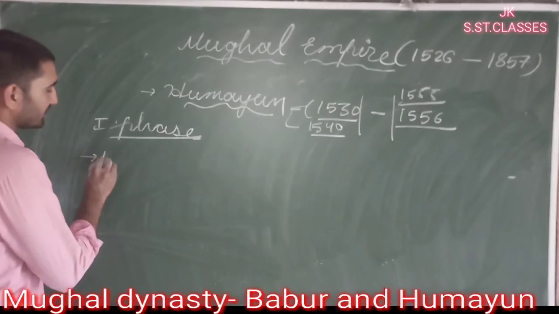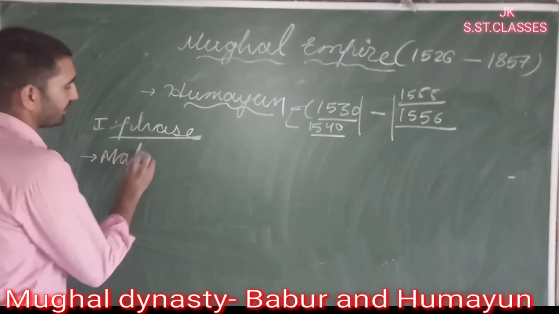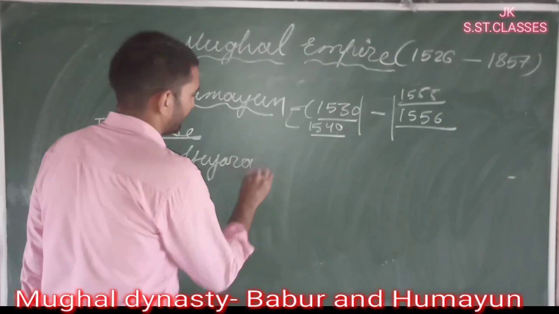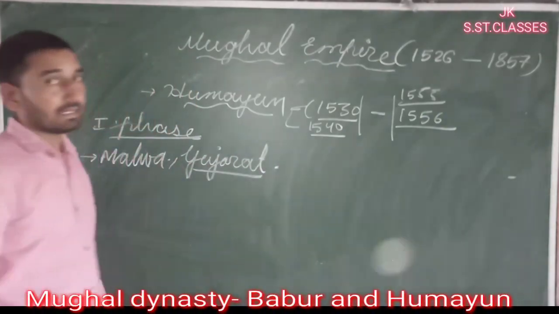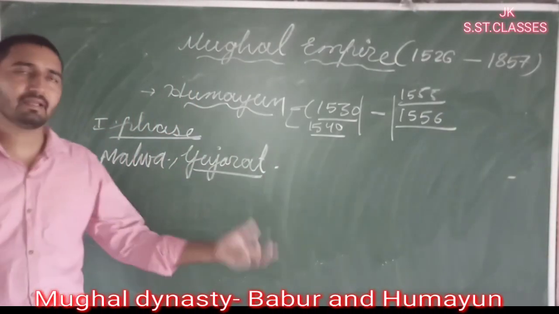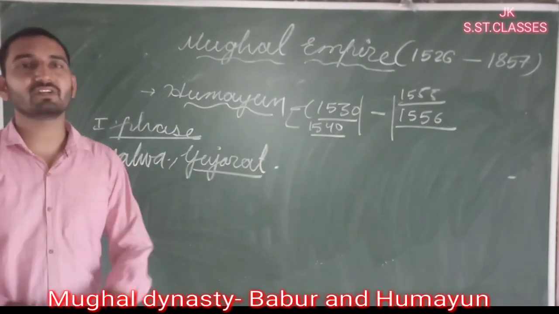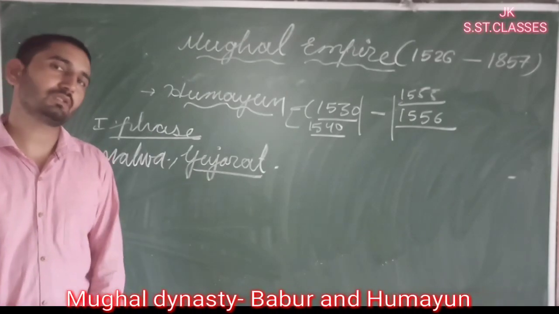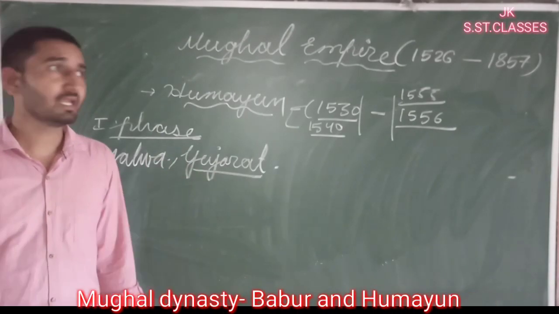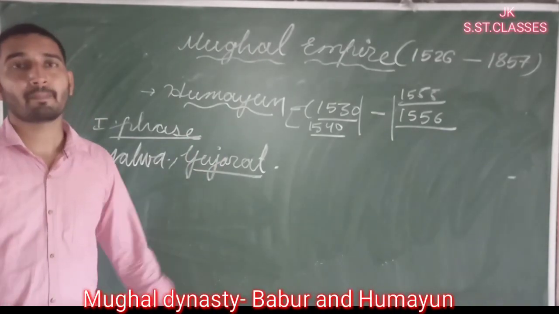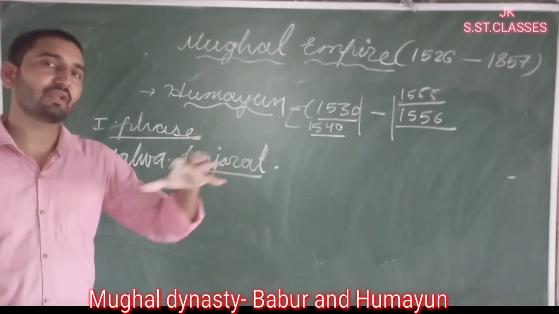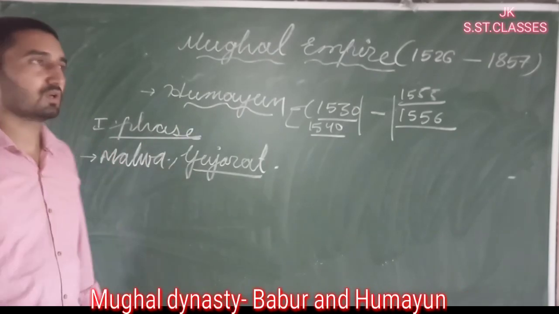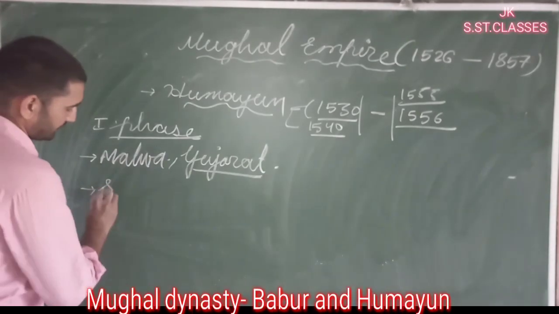Humayun invaded the region of Malwa and Gujarat. Now, there were many hindrances present in front of Humayun. Humayun was a great warrior, but he was not a great administrator. Okay, and that's why he faced many hindrances presented by his brothers who revolted against him, and along with that, the most important obstacle in his way was Sher Khan.